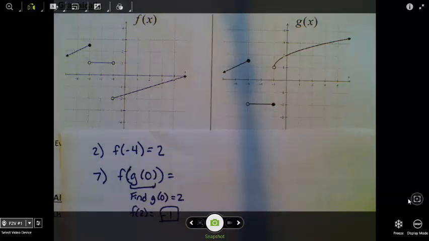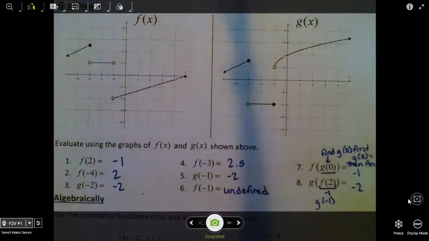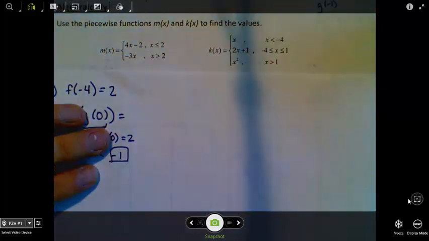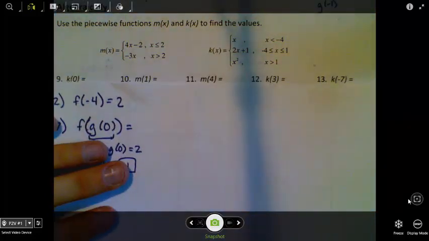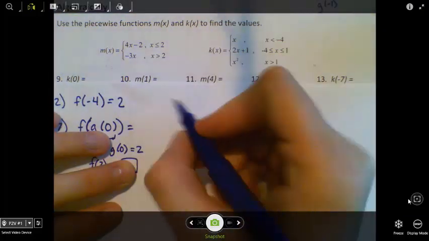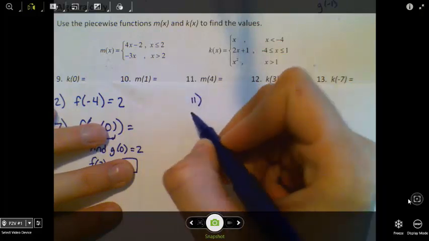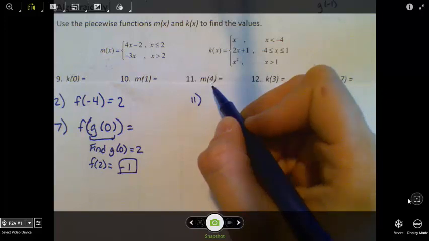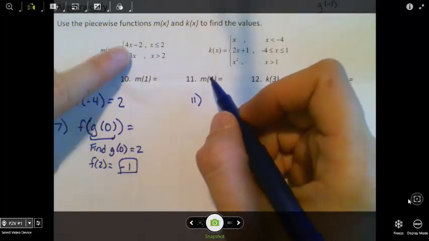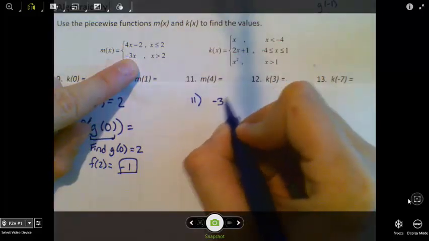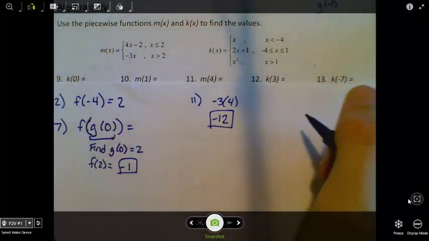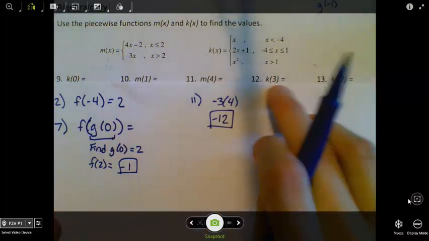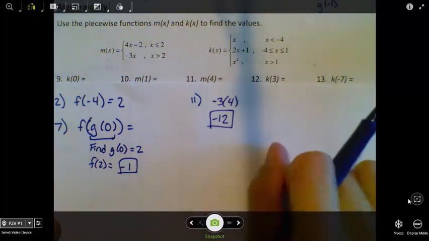Okay, the next section of problems, we have some piecewise functions given to us in their defined forms where we see the equations. Let's just do number 11 here. Number 11, we have m of 4. When I'm trying to find m of 4, I need to figure out, when 4 is my x value in function m, what piece do I use? 4 is greater than 2, so I need to look at this piece. -3 times 4 is -12. Okay, it's the same process with all of these. Figure out where this x value fits in the piece, and then plug it in.